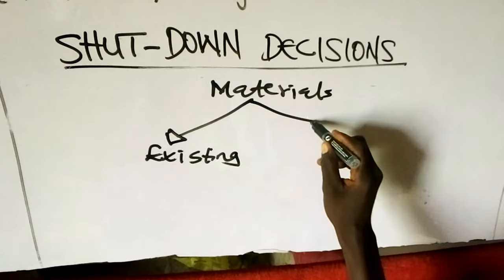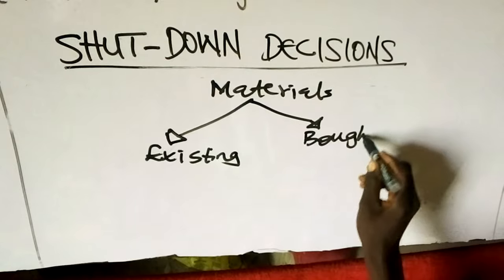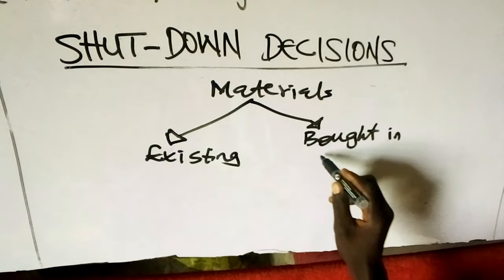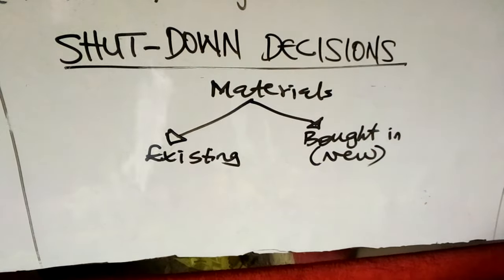Existing and the new one. Let me call that new one bought-in materials, or new materials. These new ones, the bought-in materials, are the materials specifically purchased for the project. The purchase price of the material is the relevant cost of that project.